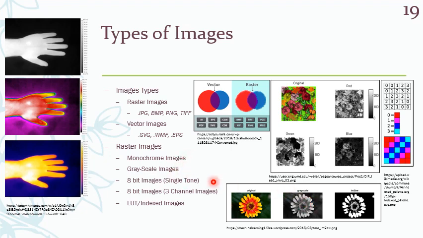So this is a grayscale image. Then we have a colored image. A colored image can have different channels. For example, this is an image of flowers. It has a red channel. You can see where the red color is in this image.